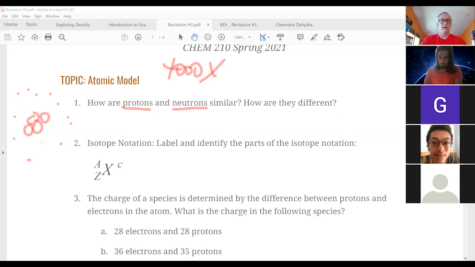That's also true. And the one thing we just mentioned, the very first thing, how are they similar? They're both in the nucleus. They're both in the nucleus, right. So they're in the nucleus. They have approximately the same mass, and we add their masses together to calculate the atomic mass of an element. How are they different?